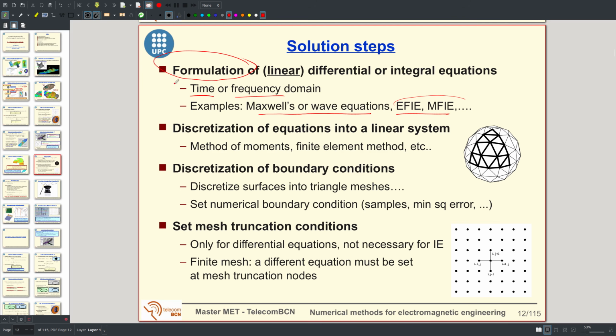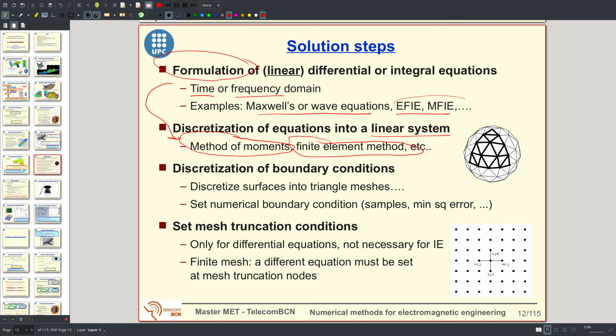Now you have to discretize all these equations, which can be differential or integral, into a linear system. There are many methods of discretization. The two main ones are the method of moments, to which we will dedicate a video after this, and the finite element method, and there will be another video dedicated to this method by the end of the chapter. So first formulate your equations, and second discretize these equations into a linear system.